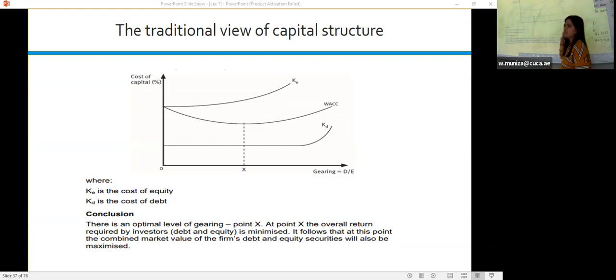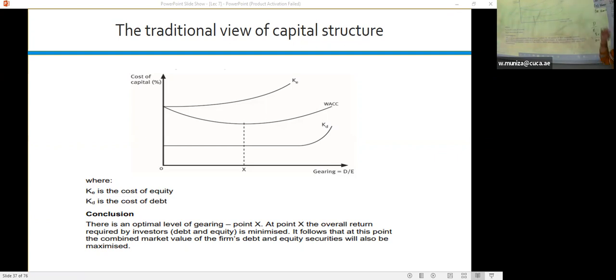Got it? So this is the traditional view, that when you use more and more debt up to a certain extent, it will be beneficial for us. But obviously after that point, it will no longer be beneficial for us. It will bring some drawbacks. So if this is the case, KE is the cost of equity and KD is the cost of debt. What is the conclusion?